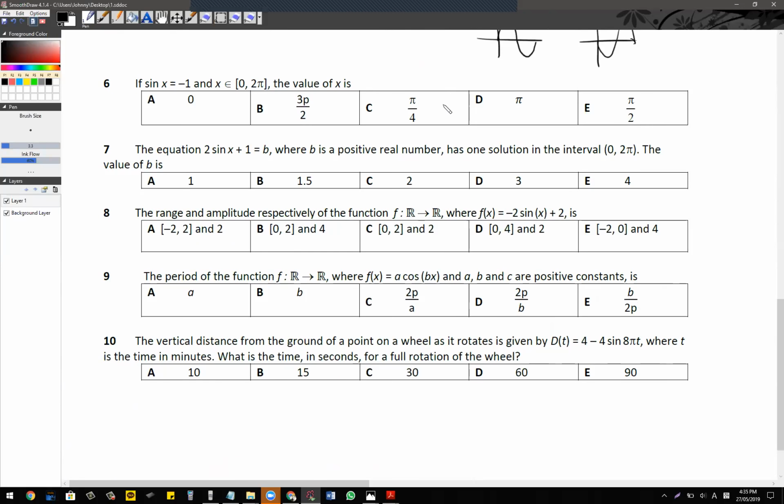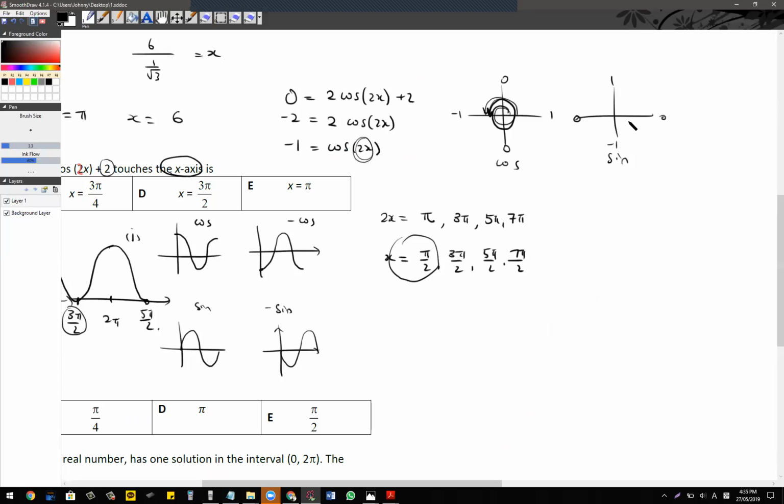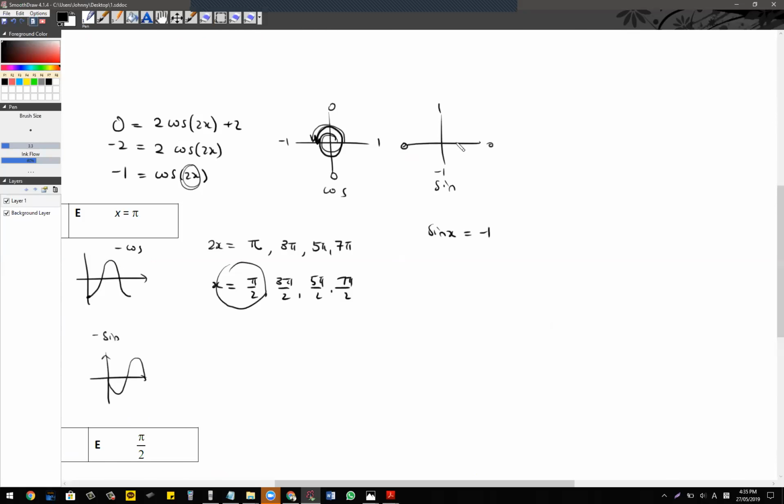Okay. Number 6, sine of x is -1. The value of x is, well, that's pretty simple. You just have to look at this formula here, this diagram. Sine of some angle is -1. That's what it's saying, right? So the answer is 270, or -90 degrees. Or in terms of pi, this is 3 pi on 2. This is negative pi on 2, right?